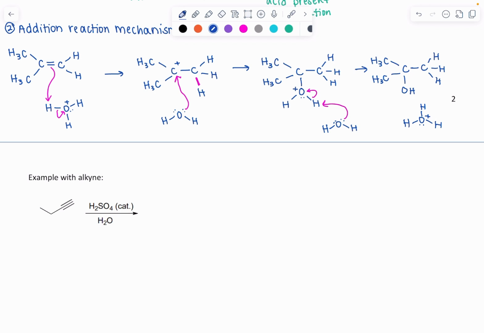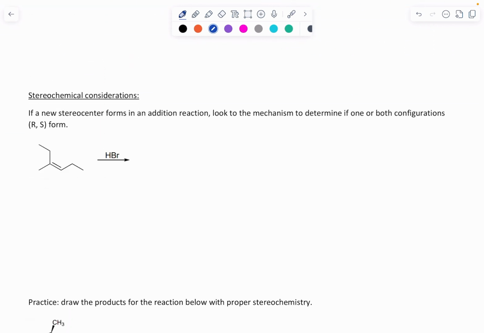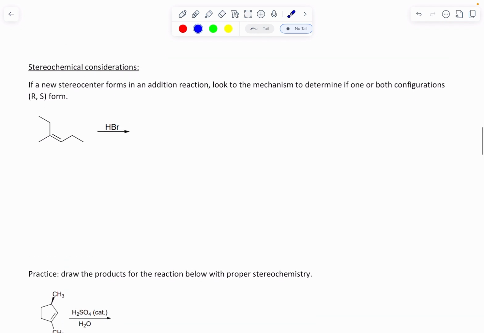Okay, last thing to add here for the video are these stereochemical considerations. So if a new stereocenter forms, and this is possible for addition reactions because we start with an alkene and then often end with an alkane, and in that process a stereocenter forms, a chiral atom, we look to the mechanism to determine if one or both configurations form. So let's do this example. I will save the next practice for class.